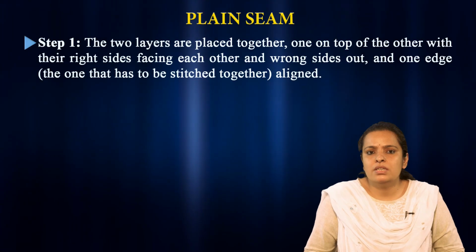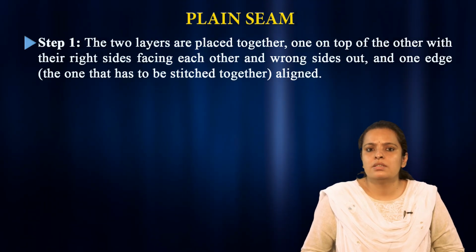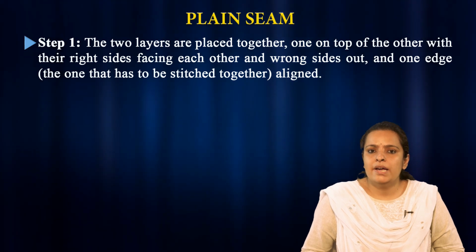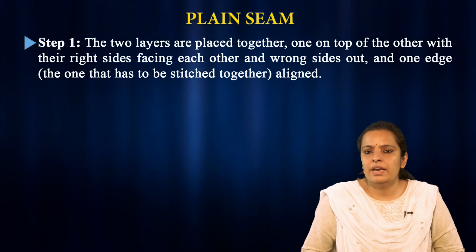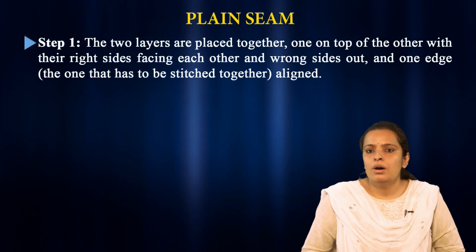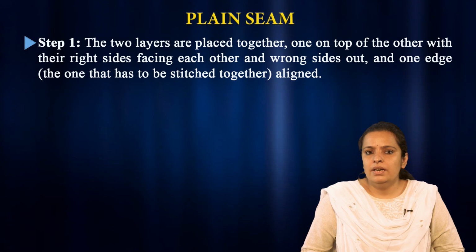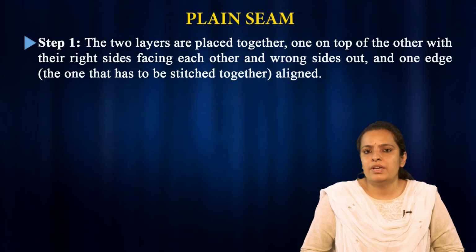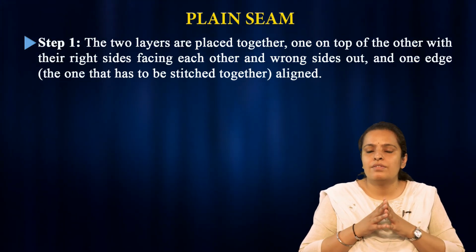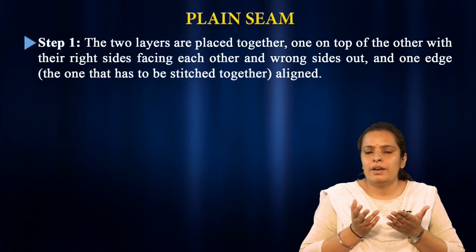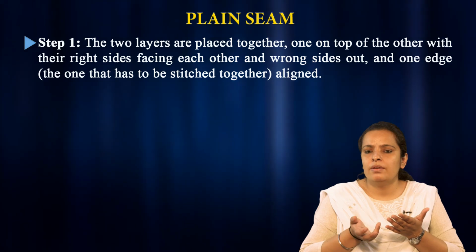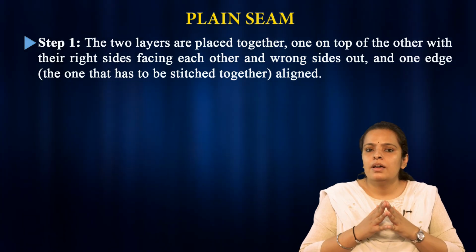Then what steps should we follow to construct a plain seam? So the first step we should follow is, if we have two layers of fabric, we place both layers of the fabric together, one on top of the other with their right sides facing each other. Like if we have two pieces of fabric, one will be the wrong side and one part will be the right side.